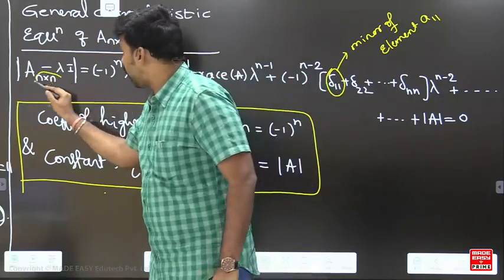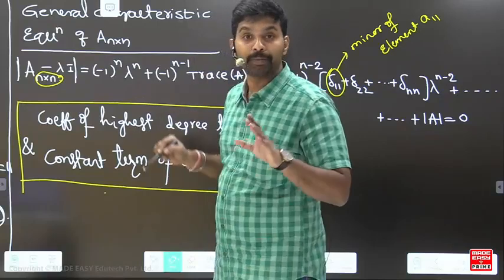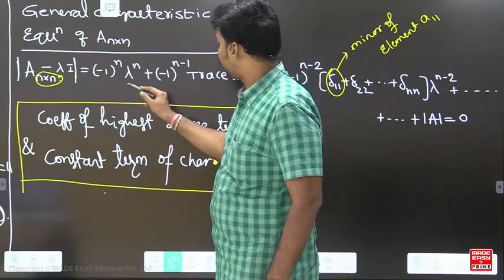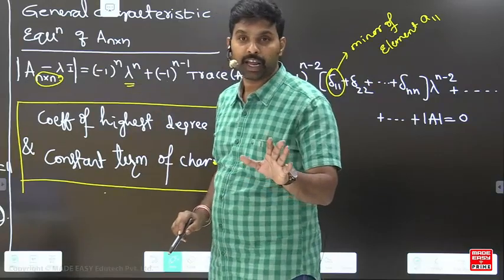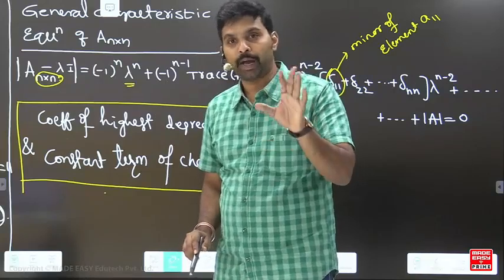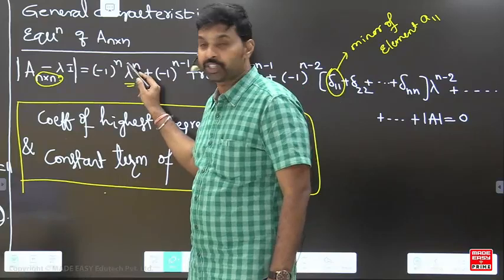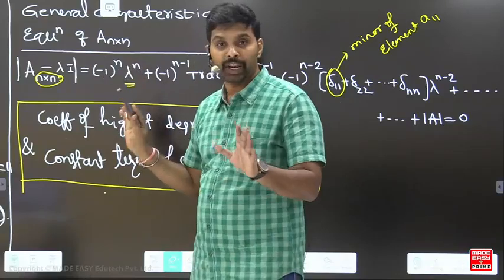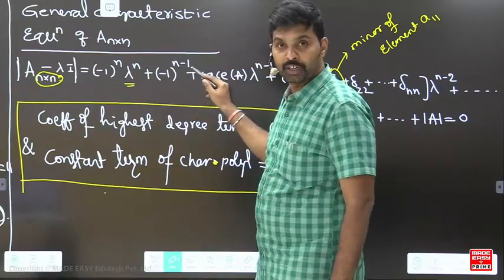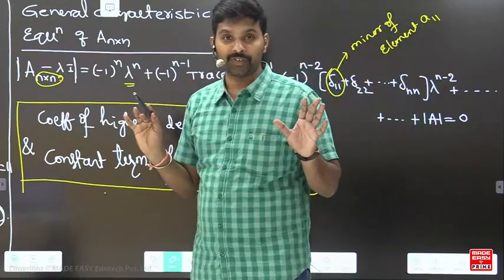And since it is a matrix of order n by n, the equation you get will also be of degree n. So this is the nth degree equation. How does a general nth degree equation look? I will tell you, listen. The highest coefficient of any nth degree equation will be minus 1 whole power n always. Then the next one will be minus 1 whole power n minus 1, then the next will be minus 1 whole power n minus 2, and so on. Like that it will be, right?